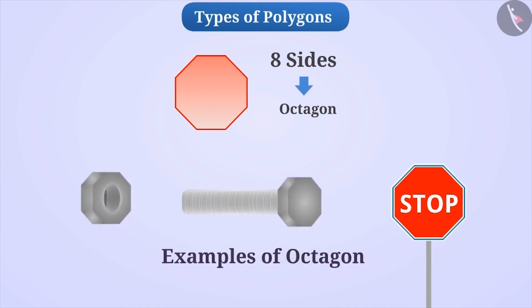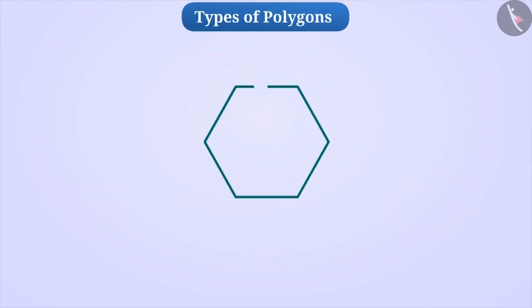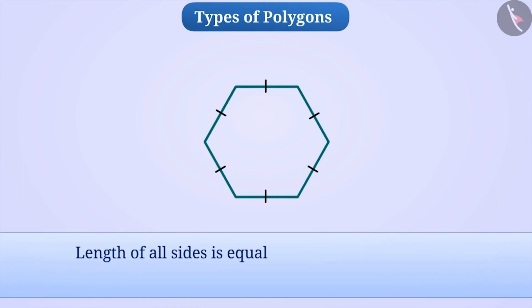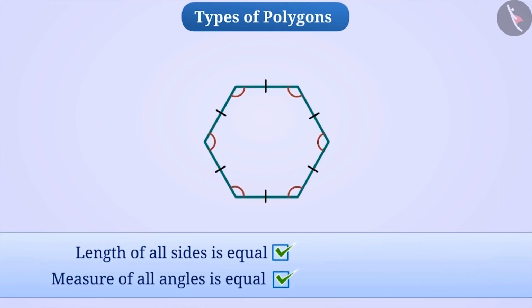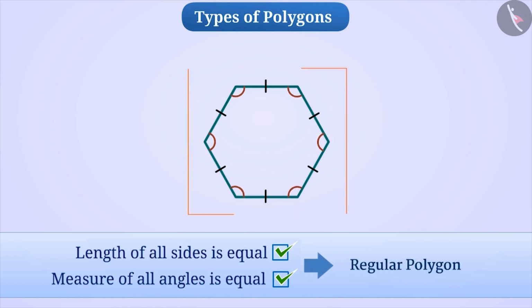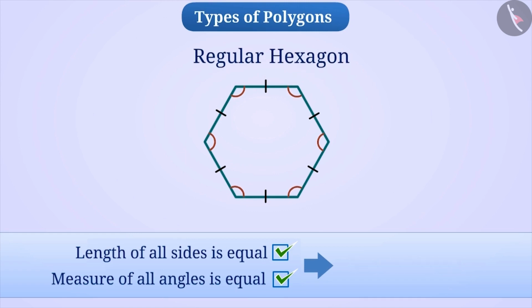Polygons can be classified in another way. Look at this polygon. Here, the length of all sides is the same. Similarly, the measure of all the angles is the same. A polygon with all sides equal and all the angles equal is called a regular polygon. Like, this is a regular hexagon.